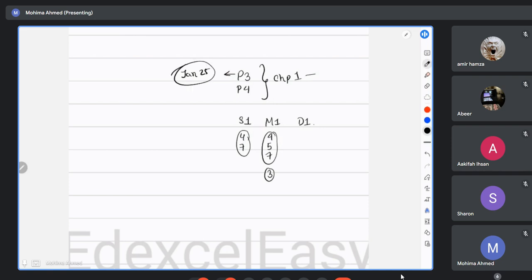Right. And I would also try to finish S1, M1, and D1 before Jan 25. We can easily complete M1. But for S1, it's a little bit lengthy because chapters 4 and 7 are quite long. Right. But how many months do we have?